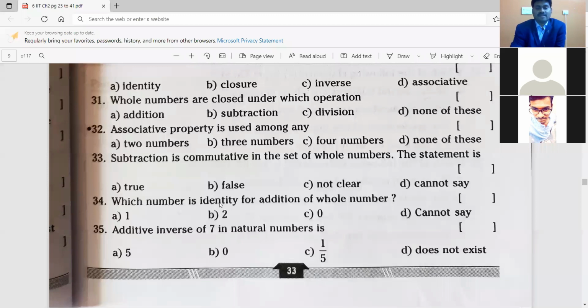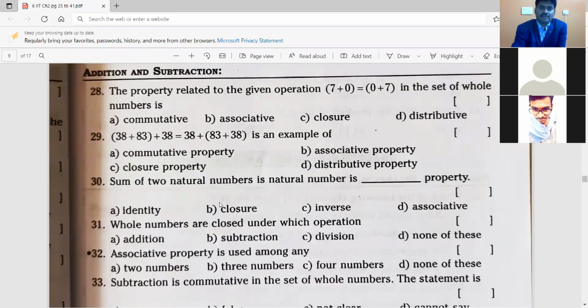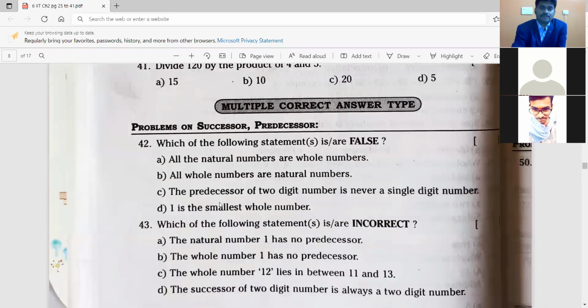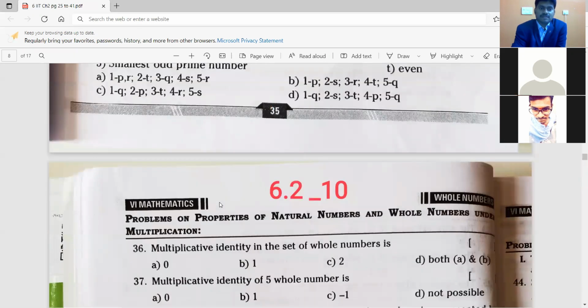Additive inverse of 7 in natural numbers. There is no additive inverse in the natural numbers because there are no negative numbers in natural numbers. So -7 is not present in the set of natural numbers. We can say it does not exist. So hope you follow this. Up to 35 questions we have checked. Let's recall once. Yeah, let's go to the next page.